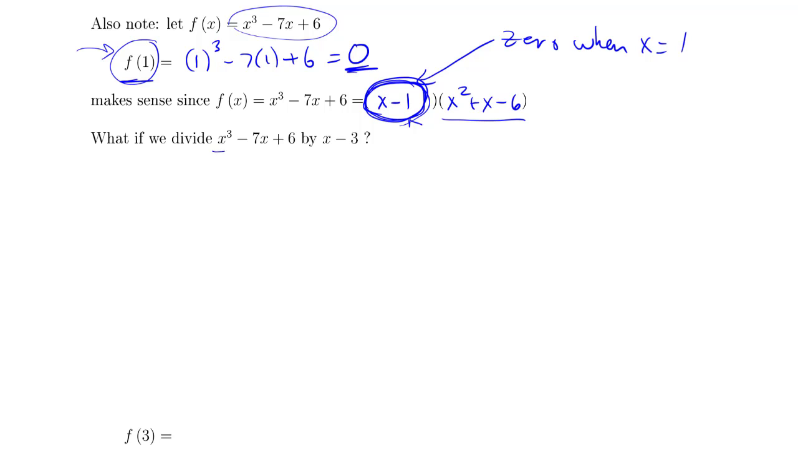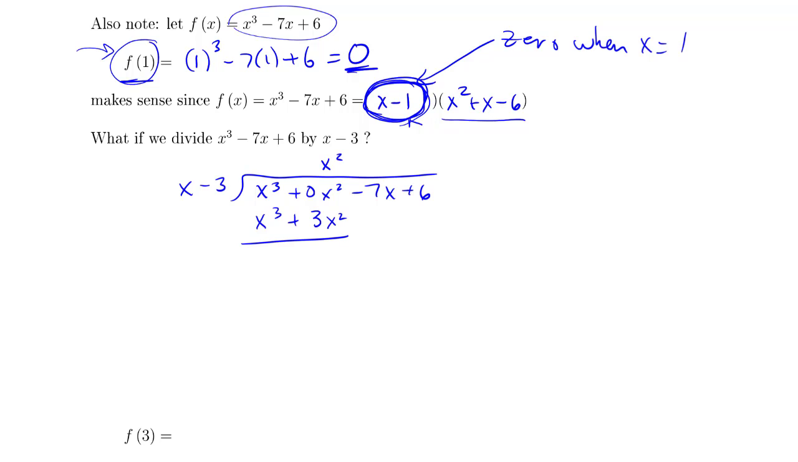So what if we tried a different thing? What if we divided f of x, x cubed minus 7x plus 6, by x minus 3 instead of x minus 1? All right, well, let's see. We can do that. X cubed, I'll again put in 0x squared minus 7x plus 6. All right, x minus 3 into the x cubed plus 0. So x to x cubed is x squared. Multiply that out. X cubed plus 3x squared. Subtract.